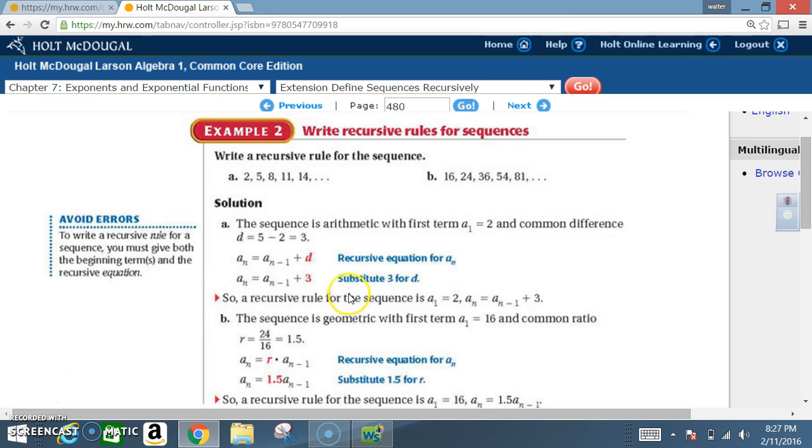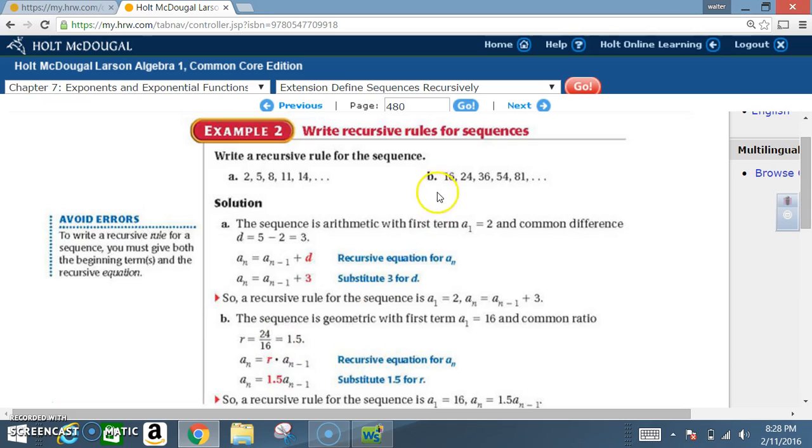So in other words, all you do is you take this rule and you locate what the common difference is. And once you know what the common difference is, along with your first term, then you have all you need to make the rule. So A sub 1 is equal to 2. And just taking this rule, replacing the D value, and then you've completed the problem. So A sub n is equal to A sub n minus 1 plus 3. And that's it. So you need this part and you need that part.